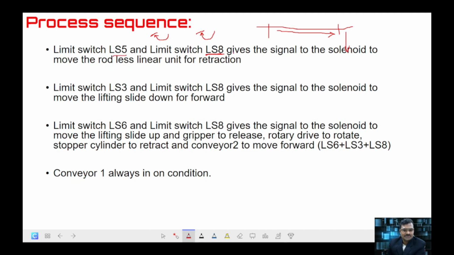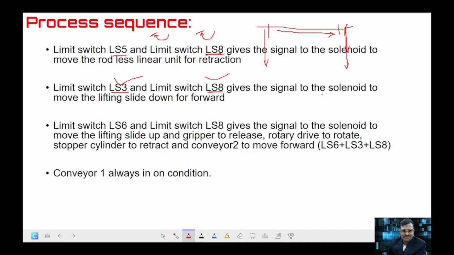With these two conditions, LS5 and LS8, it is going to give the signal to move from left to right side direction. Once it reaches LS3, that is the home position of the rodless linear unit, and LS8 is your semi-rotary actuator extended position, then the lifting cylinder has to go down again here. So the lifting slide has to go down two times. One is from here, the extended position, and here in the home position it also has to go down. For that, LS3 and LS8 should be there, so that it goes down here.